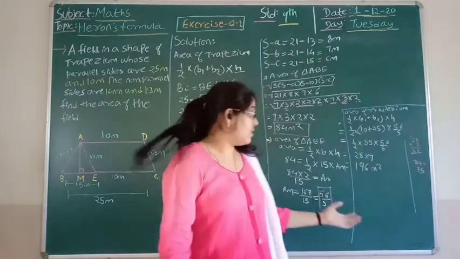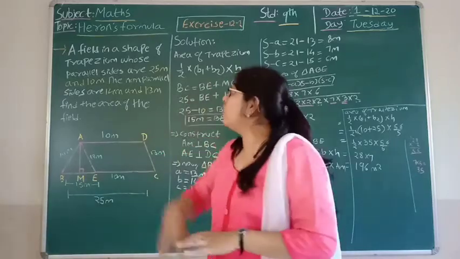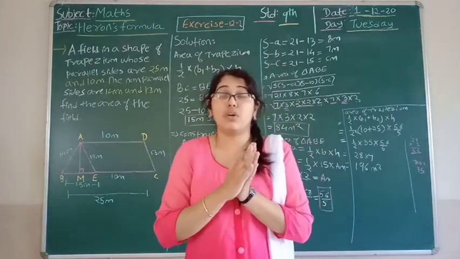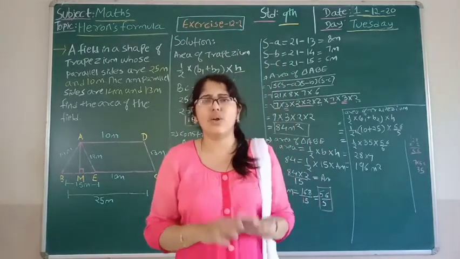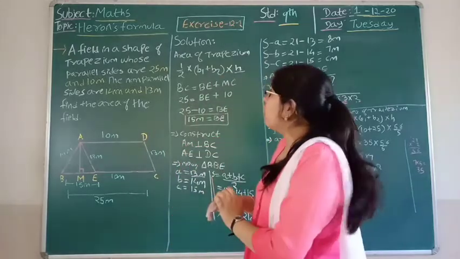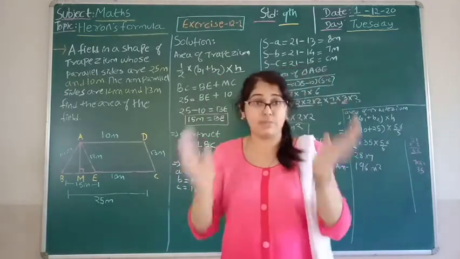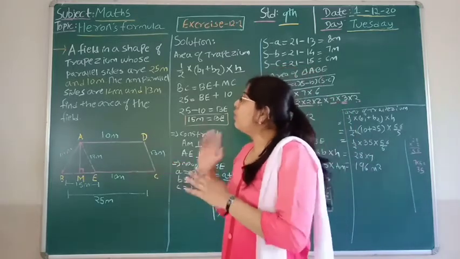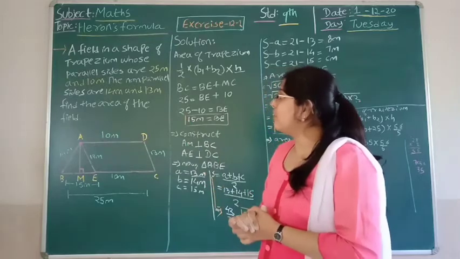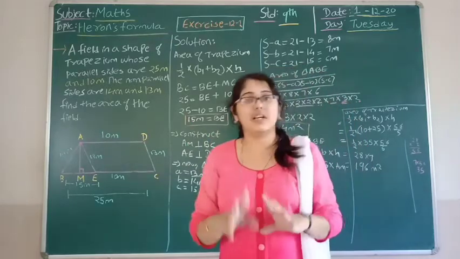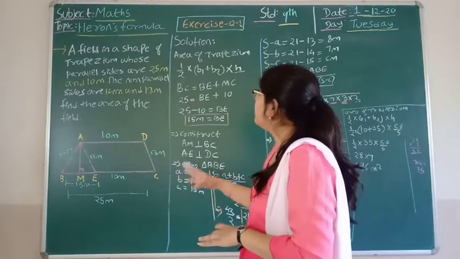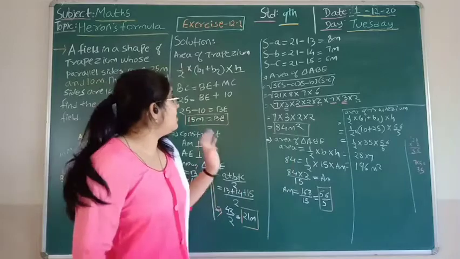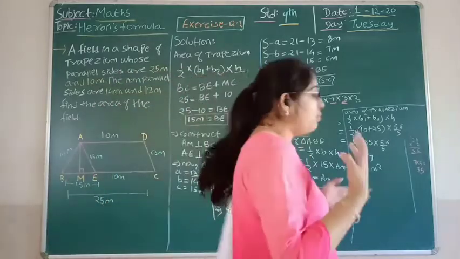So students, this is how we can solve the very last sum of exercise 12.2. Let us quickly recall how we solved this sum. We were given a trapezium shaped field with two parallel sides and two non-parallel sides, and the sides are given respectively as 25, 10, 14 and 13 meter. Firstly, we wrote the formula for the area of a trapezium, that is 1/2 into b1 plus b2 into height.